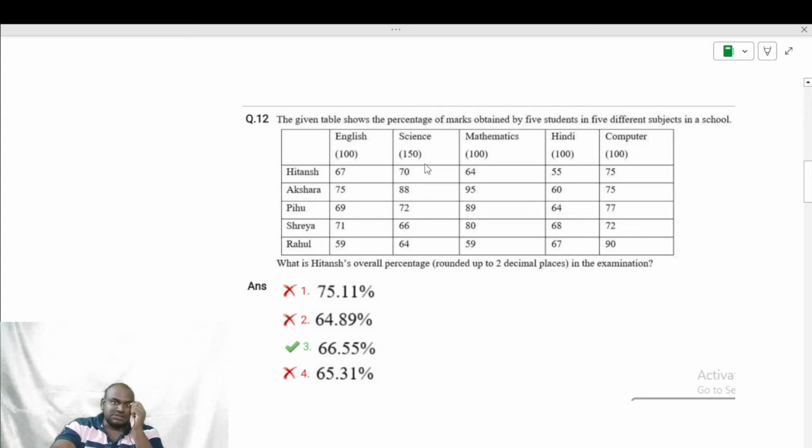So you need to find out the marks first. For 150, 70% you get. How many marks do you get? You need to calculate. For 150, 10% is 15. 70% is 10 into 7. 10 sevens is how much?